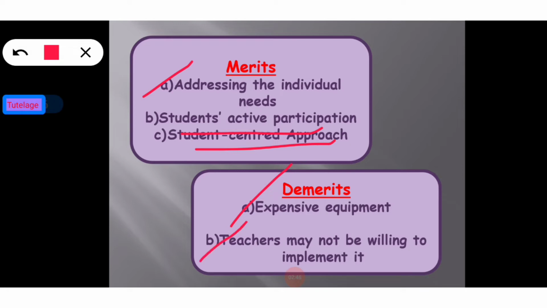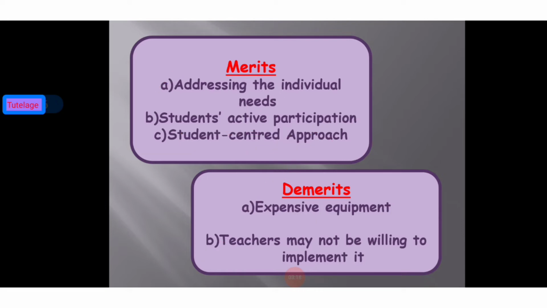Now going to the second point, teachers may not be willing to implement it, because teachers basically depend on the developers. There is a risk of over dependence on the technology and over dependence on the developer. So I think computer assisted learning, its merits and demerits, and what we mean by computer assisted learning is clear. If you have any doubt, please do comment in my comment section.